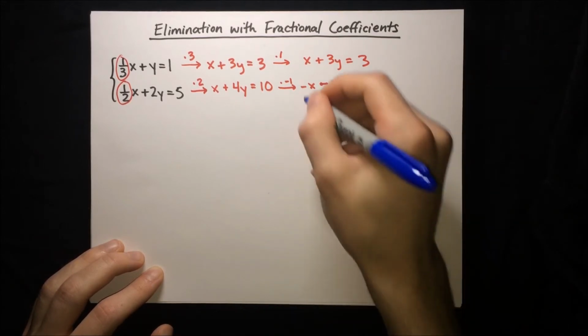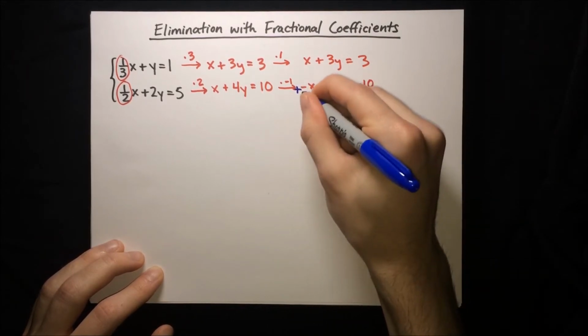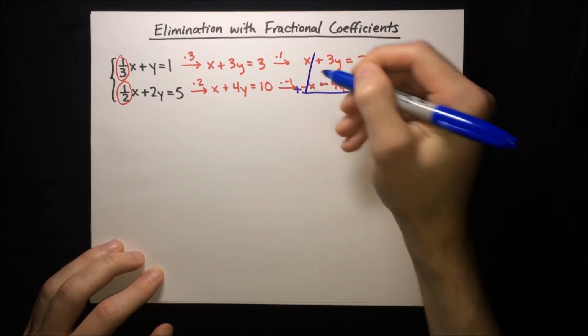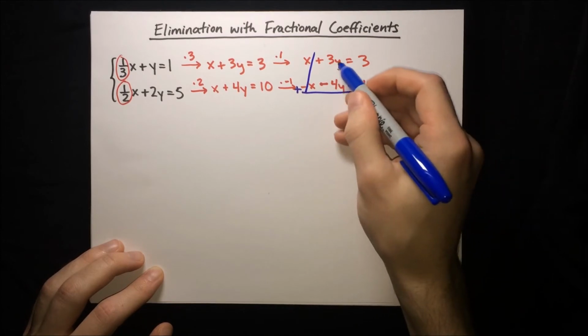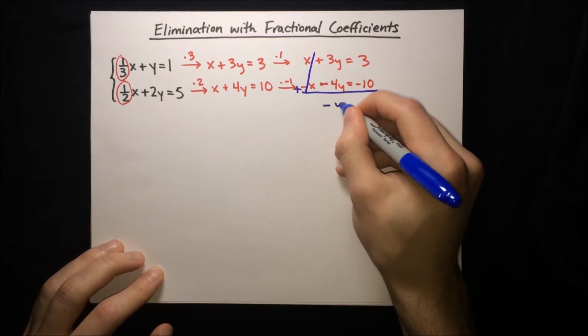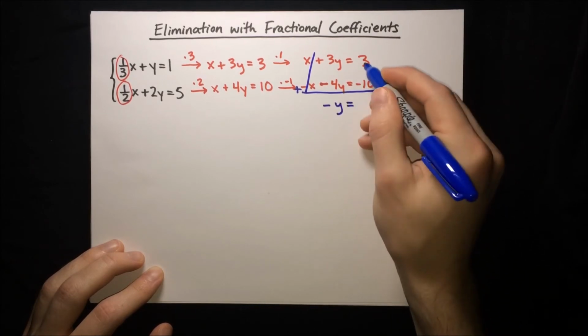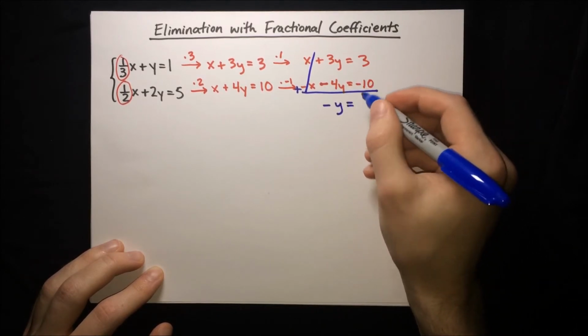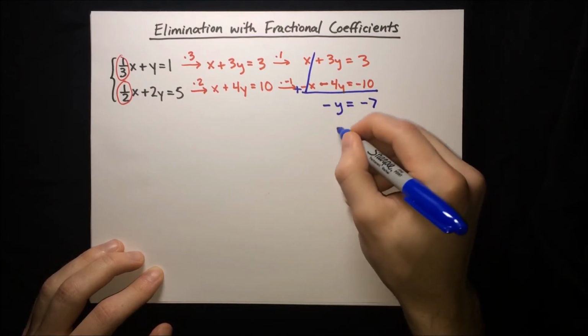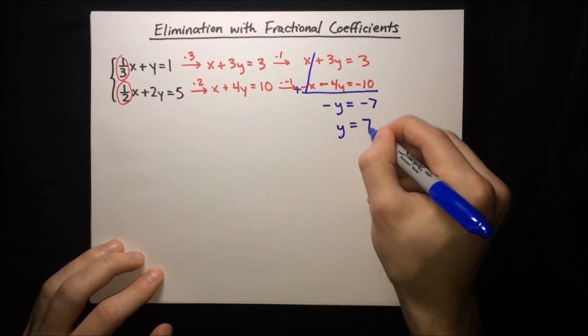Now we can go ahead and add these equations because the x's will cancel. So x minus x, that just cancels out. And then we've got 3y minus 4y. 3 minus 4 is just -1. So negative y equals 3 minus 10. That's just -7. So multiplying by -1, we get y equals 7.